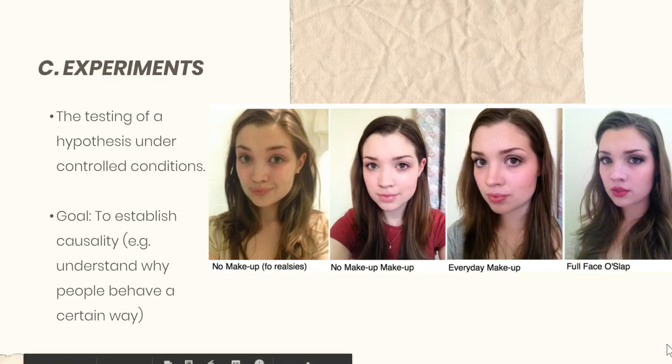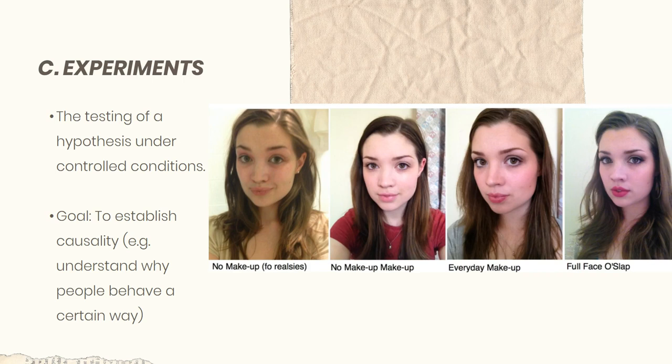So let's go on into our third method. The research method is experiments. This is a research method in which a hypothesis is being tested under controlled conditions. So what this means is that ideally you are observing only two variables and seeing whether or not there is a causal relationship between at least these two variables.